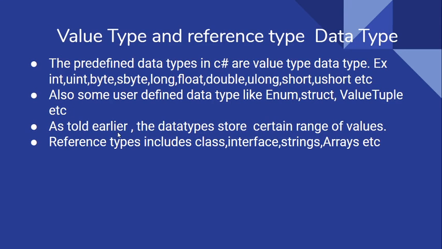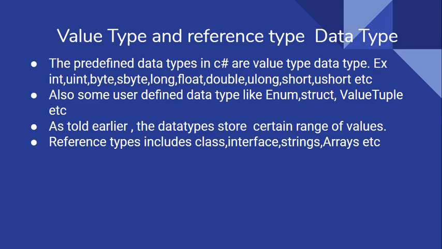So now let's see what exactly is the value type and the reference type data type. All the predefined data types in C# are value type data types, for example, integer, uint, byte, sbyte, float, that we just saw right now. All these data types are value type data types. Also, some user defined data types like enum, struct, value tuple are also value type data types in C#.